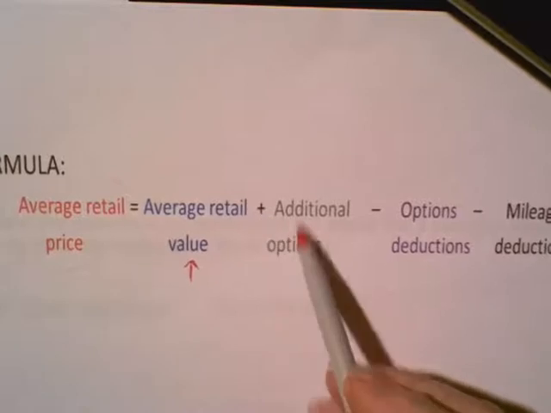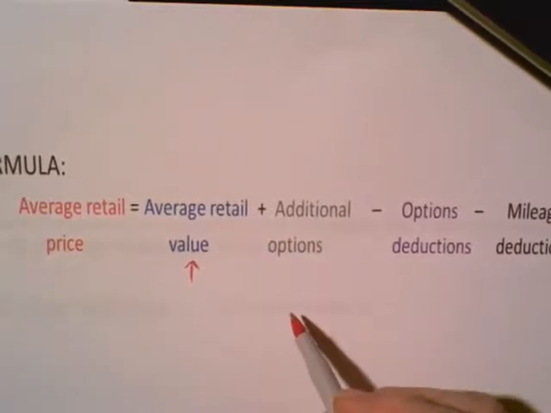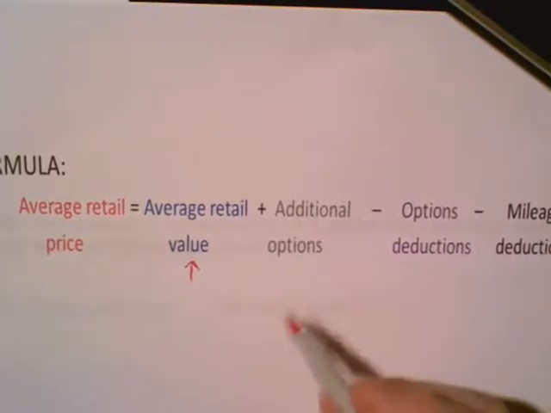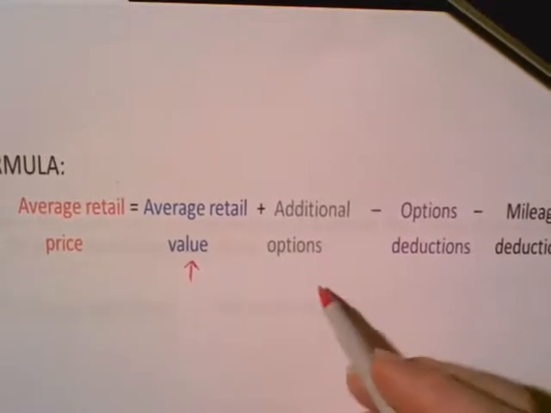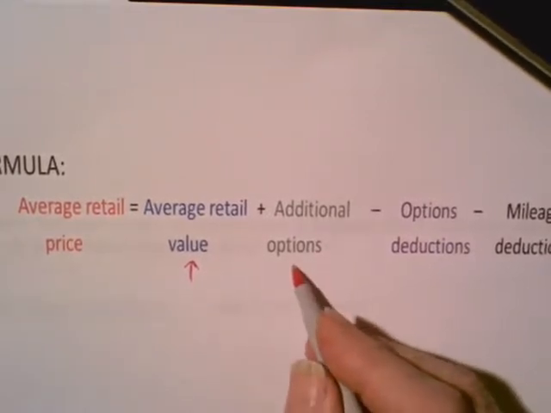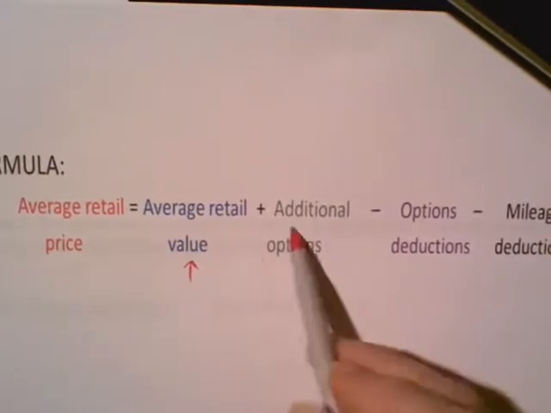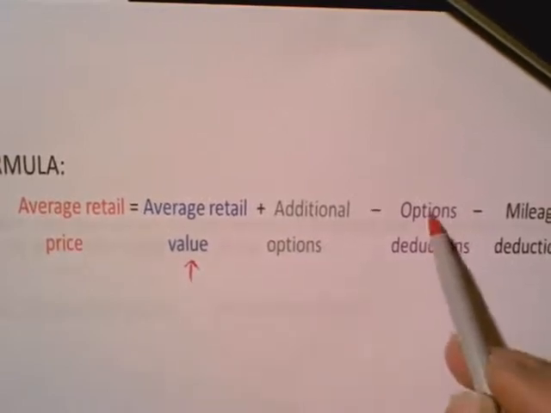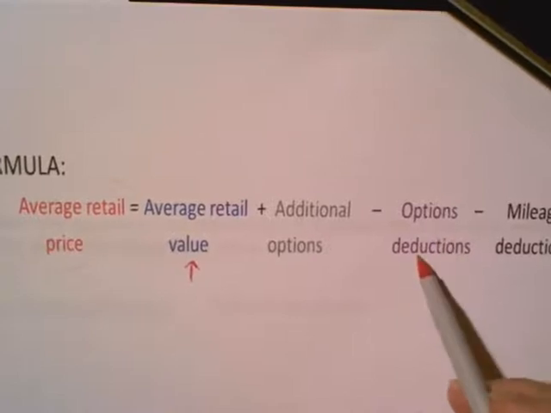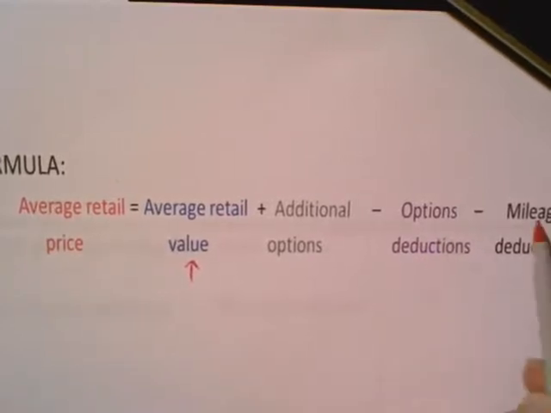Additional options, this is stuff you add on. So stuff like it might have power windows, power door locks, keyless entry, so on, and these are additional options, things that you add on to the price, things that are going to make the car's value higher. Then options deductions. Those are things that you take off if the car doesn't have certain things. And then the mileage deduction. The more miles there are on it, the less the car is worth. So you want to subtract off money to show that, hey, this car's got quite a bit of miles on it.